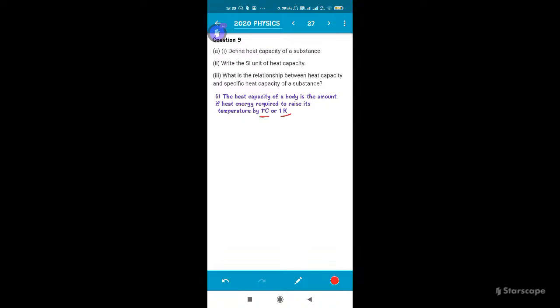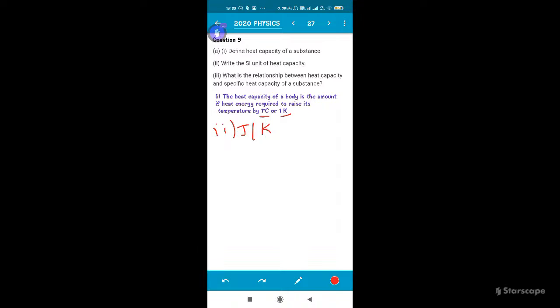It's not an issue. Okay, so now what is the SI unit? The SI unit is joule per Kelvin, the amount of energy divided by the amount of temperature rise. So joule per Kelvin is the answer. Okay. Your next question is: what is the relationship between heat capacity and specific heat capacity of a substance?